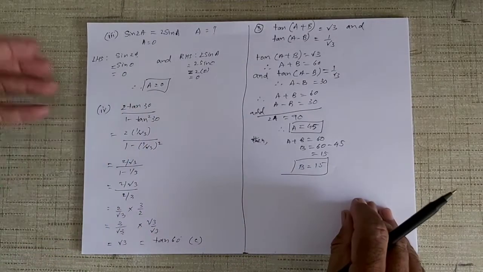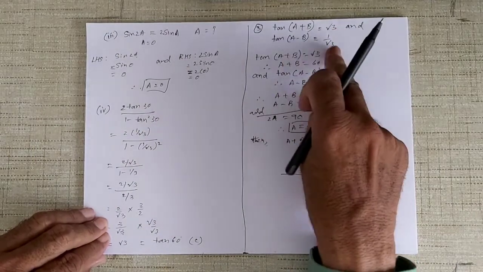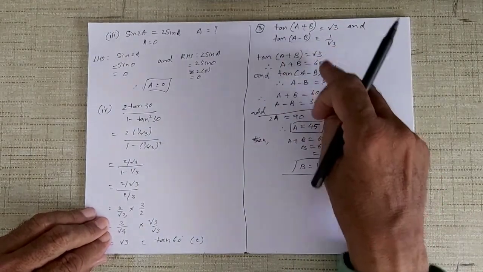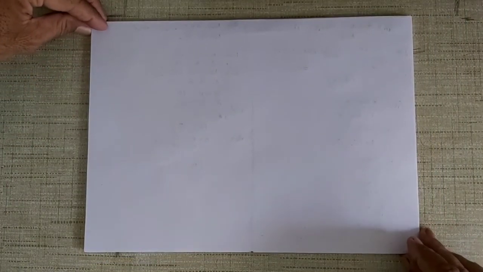Alright. So you can see, very easy to understand. Tan (A plus B) is root 3, tan (A minus B) is 1 upon root 3. So one is 60, the other is 30. Add it up, you get A and then you get B. So that is the value of A and B.